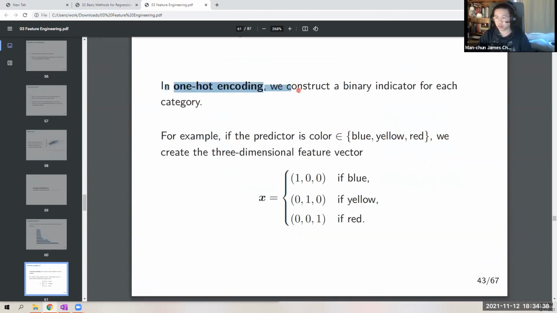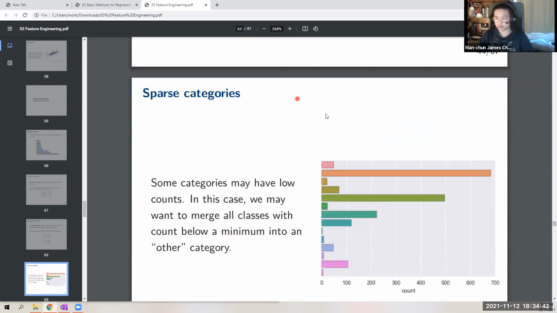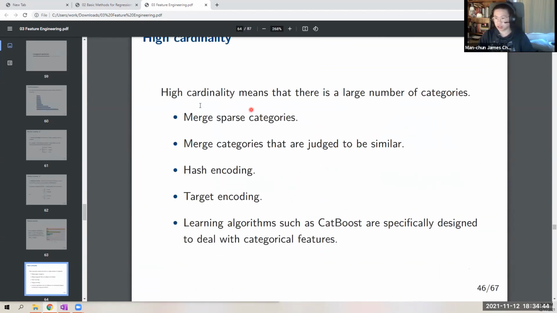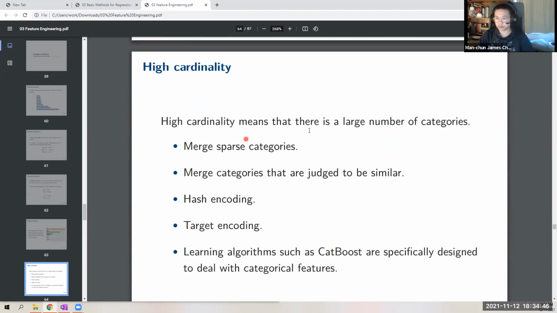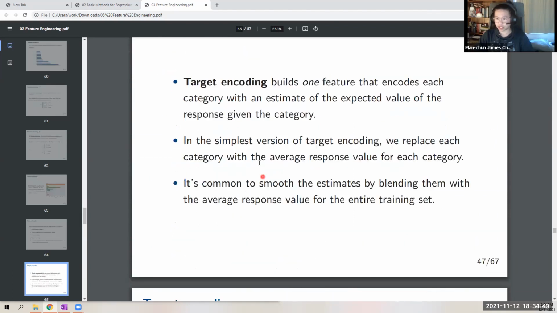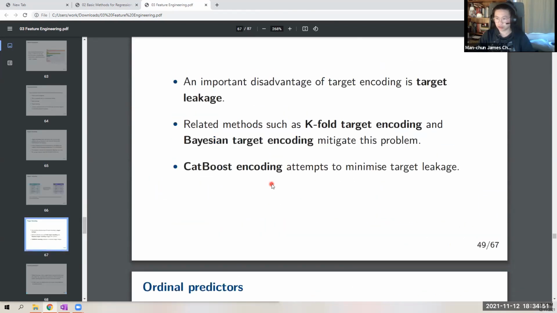Right, so one-hot encoding again is a representation of your data set. Dummy encoding again is a representation. Like cardinality, target encoding.